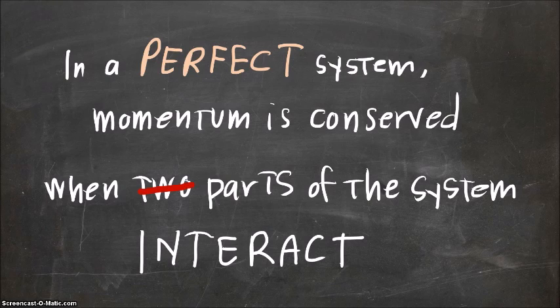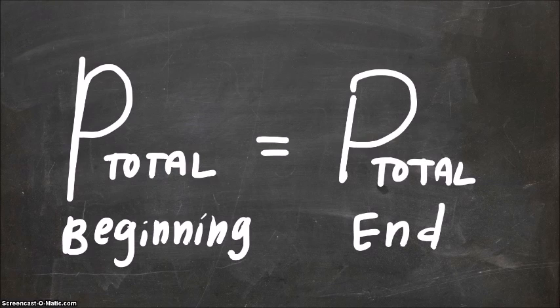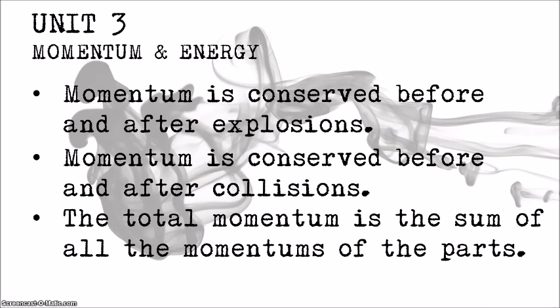Now, does it have to be two parts? No, but here in this class, that's what we're talking about, are just two parts of the system. That means that the total momentum at the beginning equals the total momentum at the end. And this is the law of the conservation of momentum. Momentum is conserved before and after an explosion. Usually before an explosion, the momentum is 0 because the items are not moving. And so that means that after an explosion, the momentum will also be 0.